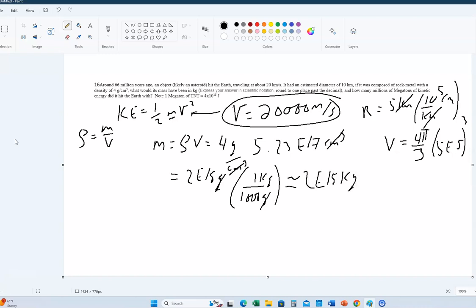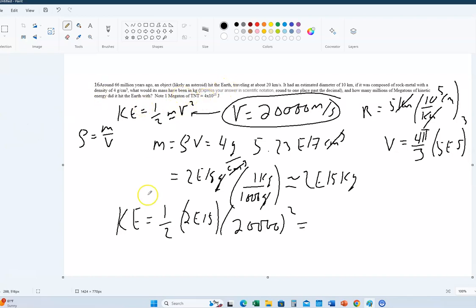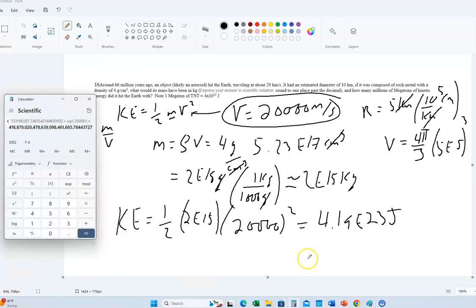So the kinetic energy, let's write this out. I'm running out of time. The kinetic energy is going to be 1/2 times roughly 2 times 10 to the 15th times 20,000 squared. That's going to be the answer in joules. Then we're going to divide it by 1 megaton, 1 million tons of TNT. Let me pause it. So I put all this in. Don't forget to square the 20,000. You get approximately a huge number.